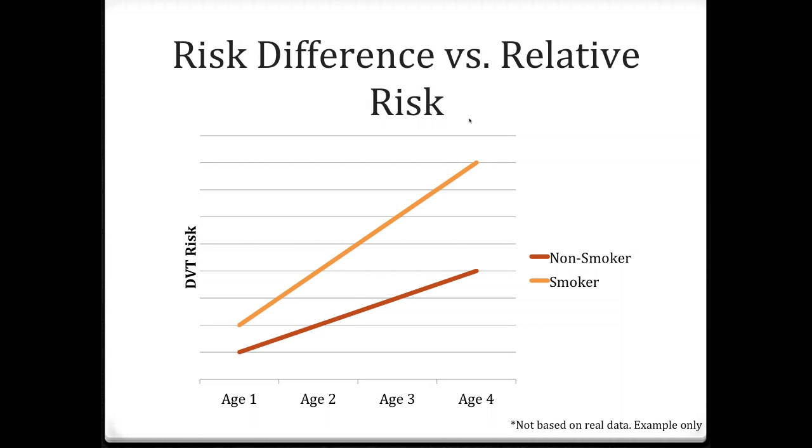First, let's compare the absolute risk difference with the relative risk, with the example of deep vein thrombosis risk for oral contraceptive users. The risk of DVT formation for smokers compared to non-smokers is constant. Let's say, for example, a relative risk of 2. The risk difference, however, changes significantly between age groups.